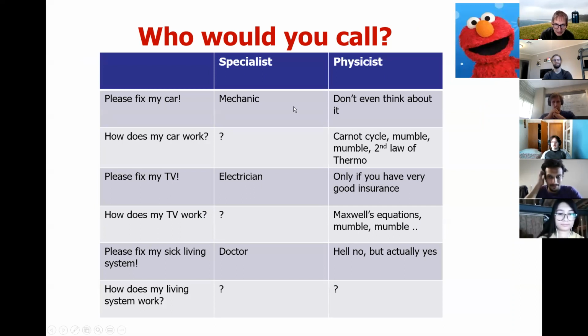So let me give you an example here, and again another sort of joke thought experiment, just to ram the point home. Here are some questions that you might ask. Can you fix my car? Who would you ask to do that? And what would happen if you tried to ask a physicist? Well, your car's broken down. How do I fix it? Well, you'd ask a mechanic. Would you ask a physicist? Definitely not. That would be asking for trouble. If you ask the question, how does my car work? Well, the specialist might not really be able to tell you in the detail that you would want.